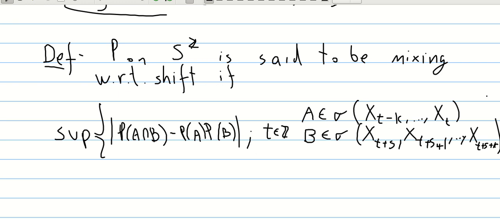And since the supremum depends on K, because it doesn't depend on T because T is inside, this supremum is some function of both K and S. Okay? And what we expect is that B_K of S goes to 0 with S for every K.